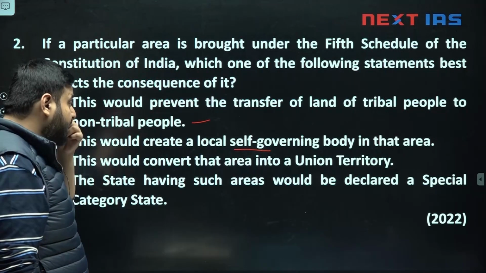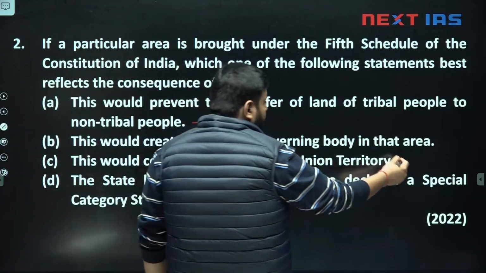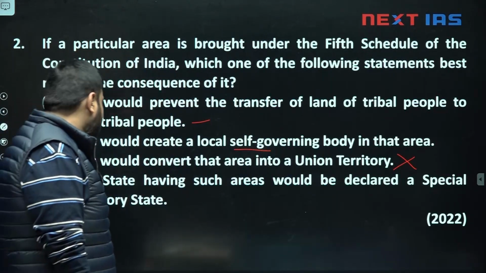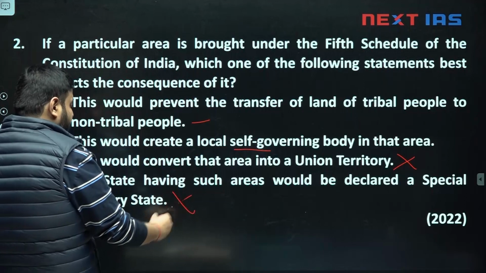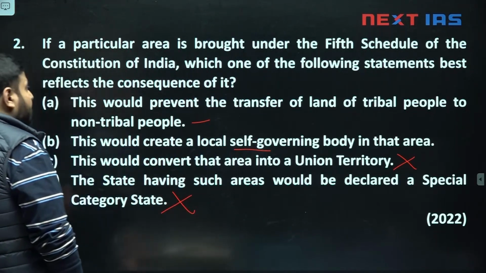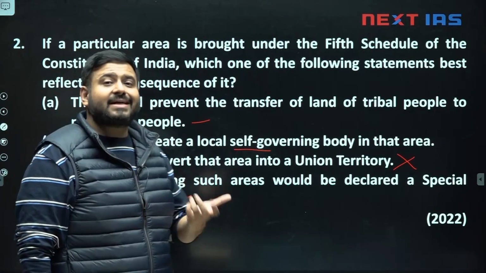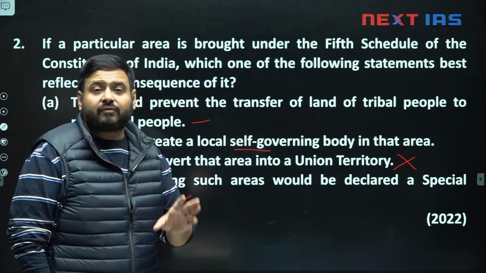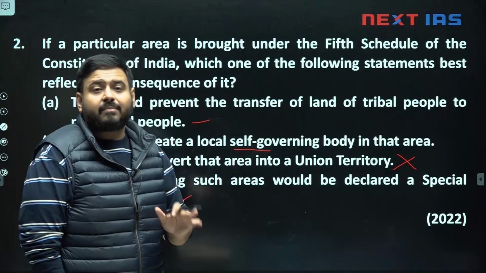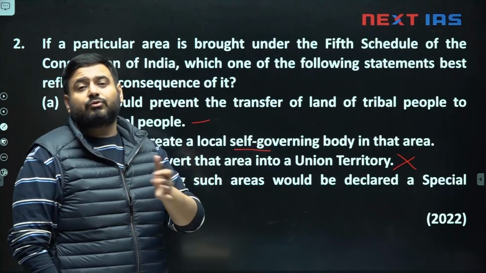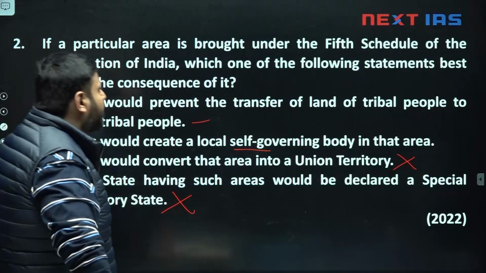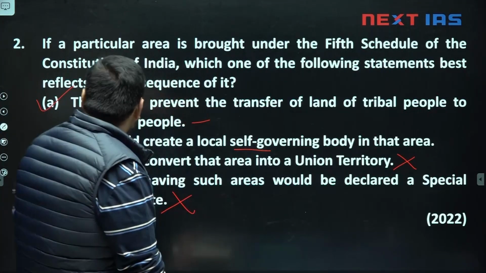This would convert an area into union territory. No. The state having such areas are declared a special category state. No. So the main purpose of 5th schedule is to protect the interest of the tribals. Would create a local self-governing body, that is not for the 5th schedule. That may be included as a part of the 11th and 12th schedule of the constitution. So answer will be A, the area brought under the 5th schedule of the constitution.